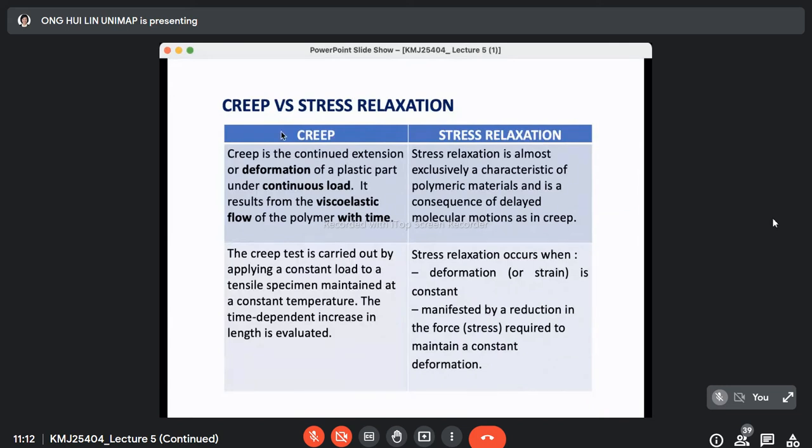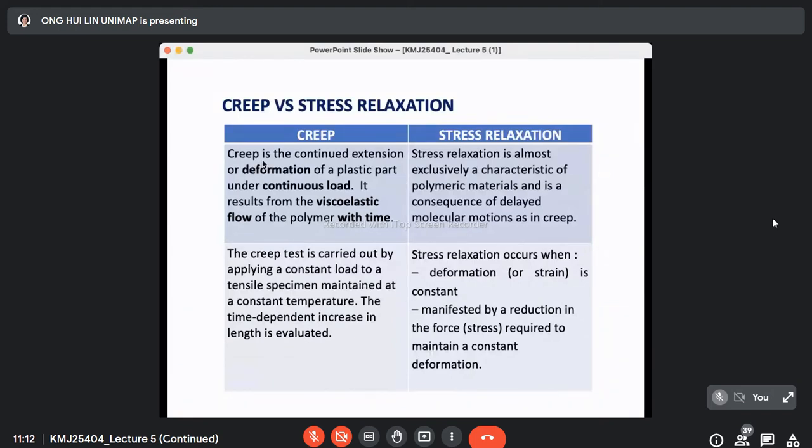Now you see, here we have a side-by-side table. Maybe this comparison is not really good yet. You can try to make it a better one.